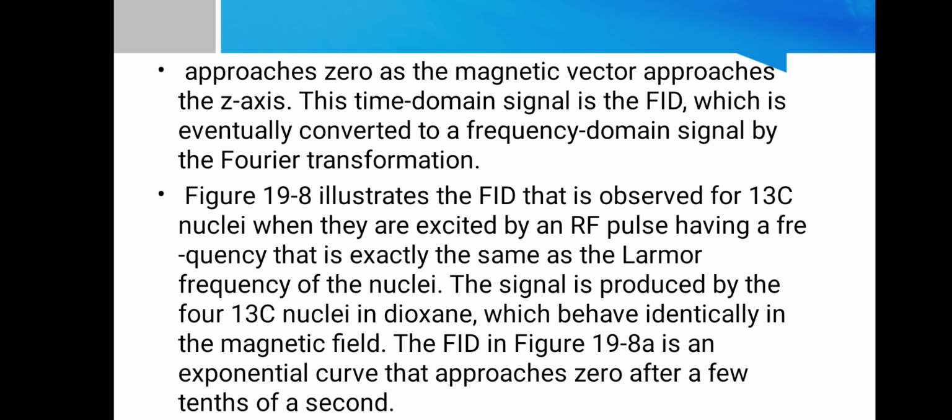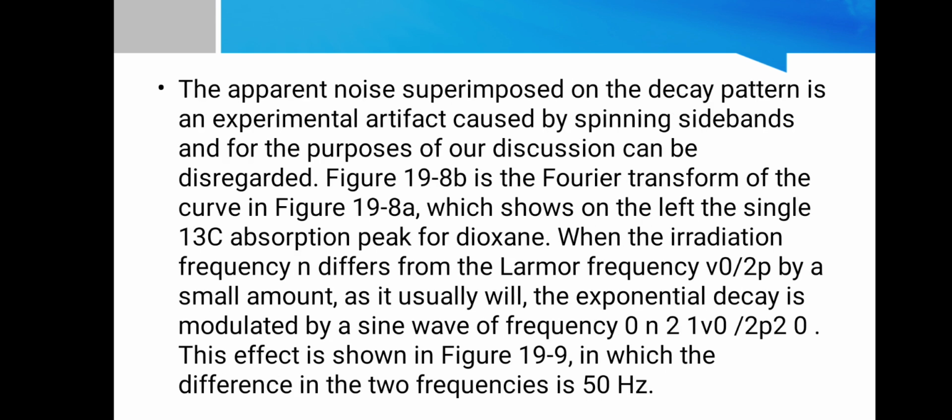This figure illustrates the FID that the signal is produced by the 13C nuclei in dioxane, which behave identically in the magnetic field. The FID in figure 19.8a is an exponential curve that approaches zero after a few tenths of a second. The apparent noise superimposed on the decay pattern is an experimental artifact caused by spinning side bands, and for the purposes of our discussion can be disregarded. Figure 19.8b is the Fourier transform of the curve in figure 19.8a, which shows on the left the single 13C absorption peak for dioxane.